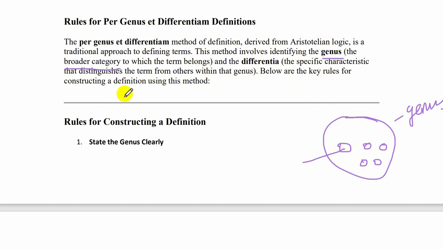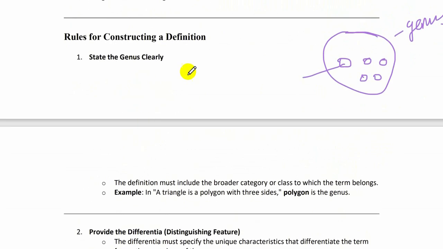Below are the key rules for constructing a definition using this method. What is the rule for constructing a definition? State the genus clearly. The definition must include the broader category or class to which the term belongs.